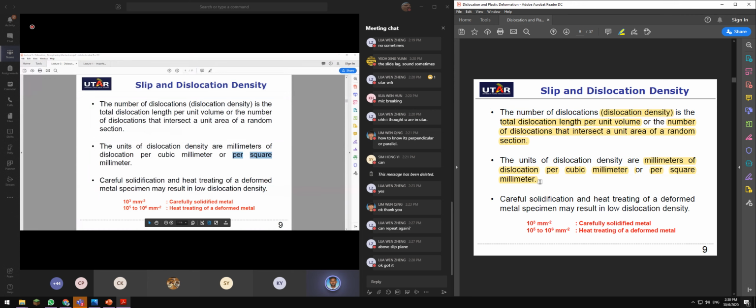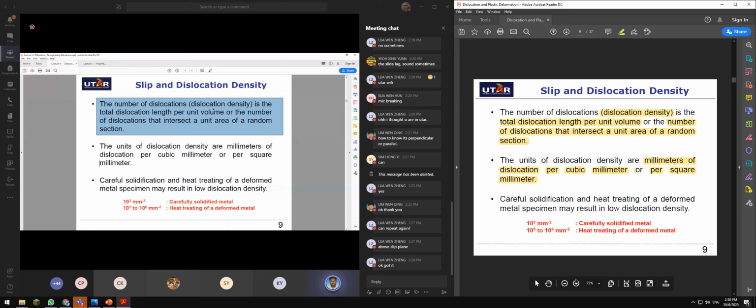I'm repeating it again. We have a term called dislocation density. Dislocation density is the total dislocation length per unit volume, or the number of dislocations that intersect a unit area of a random section, either of both. And these are the units.